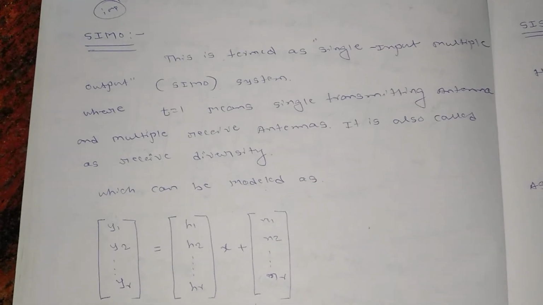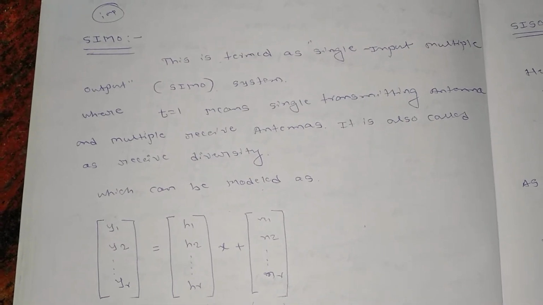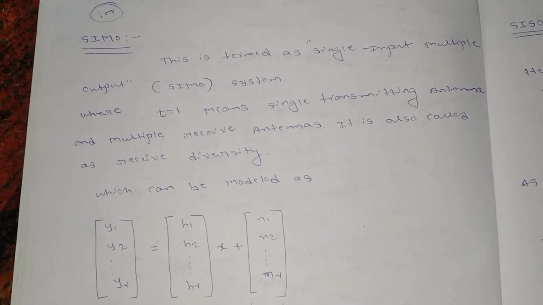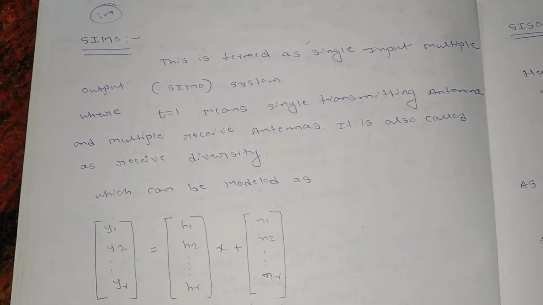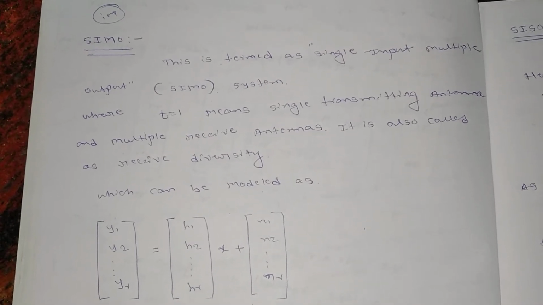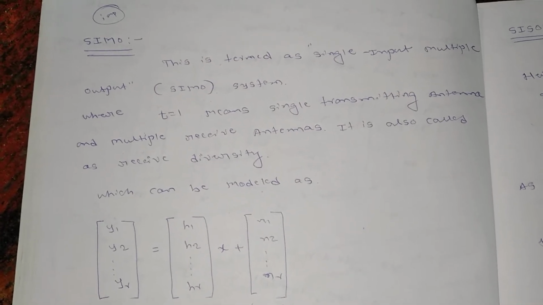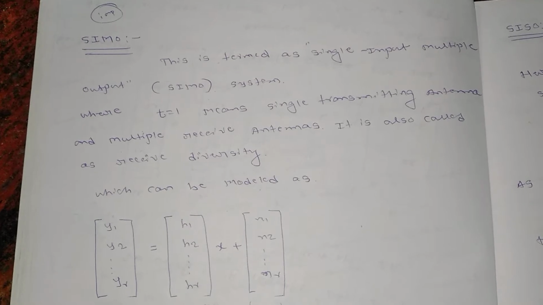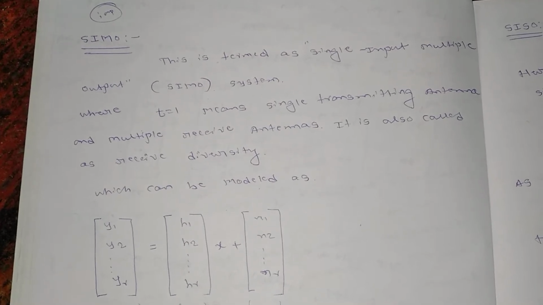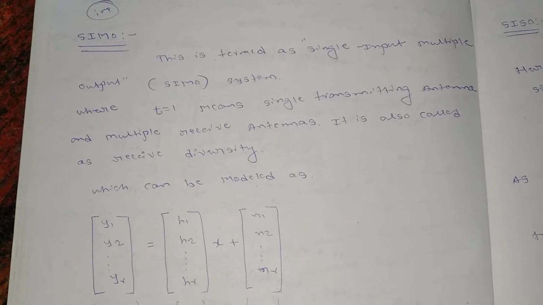Okay, so this is a continuation of the previous video, where we will be discussing the modified versions of MIMO, that is multiple input multiple output system. The things we are going to discuss today are SIMO, that is single input multiple output system, then MISO, that is multiple input single output system, then at the end we will be discussing SISO as well, which stands for single input single output.